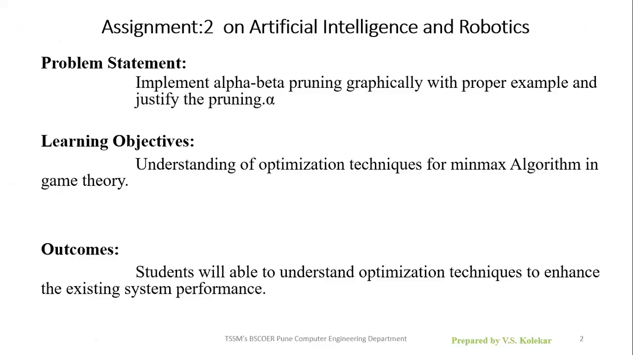Today, we are going to learn assignment 2 on artificial intelligence and robotics. Problem statement is implement alpha beta pruning graphically with proper example and justify the pruning. Learning objective is understanding of optimization techniques for min-max algorithm in game theory. Learning outcome is student will be able to understand optimization technique to enhance the existing system performance.